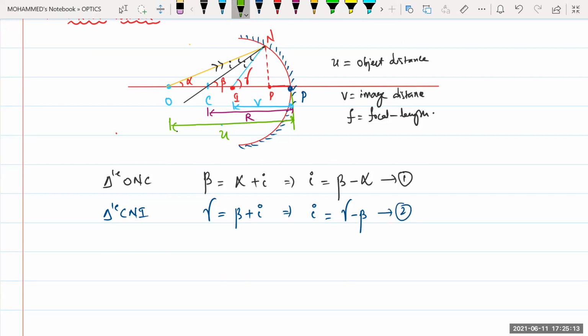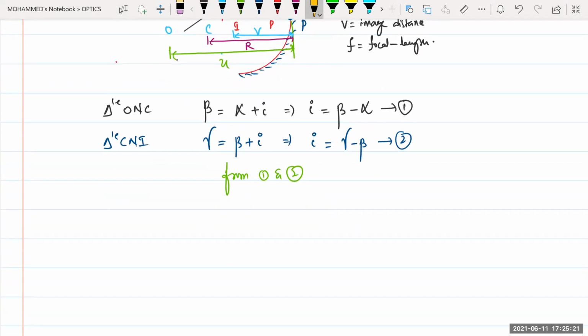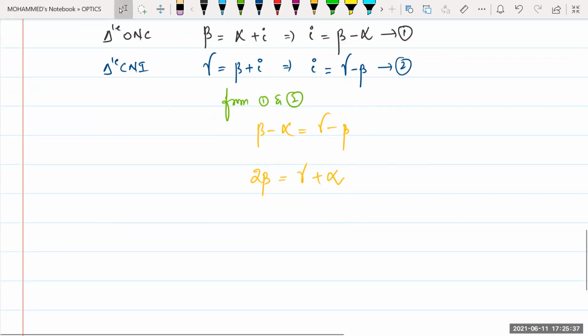So from 1 and 2, what can I write? Both of them are I, so I can equate both of them. Beta minus alpha will be equal to gamma minus beta. If I take this beta here, this will become 2 beta, that is equal to gamma. This alpha, if I take here, will become positive. So 2 beta is equal to gamma plus alpha.